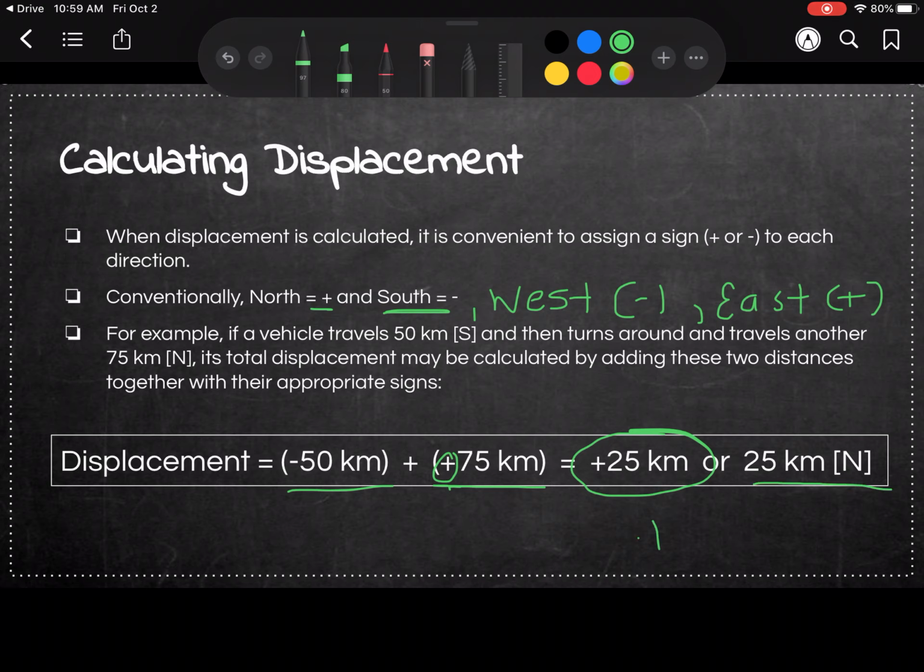Do not put plus 25 kilometers north, because that is sort of like two positives together, or two negatives that can cancel each other out. We don't want to have both of these, so you choose this or this. It's up to you unless the question says you need a certain one. Okay?